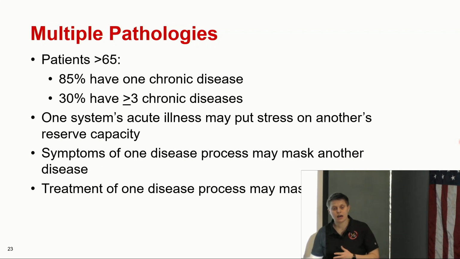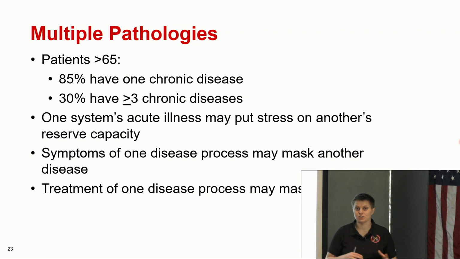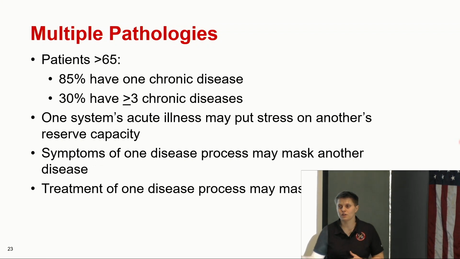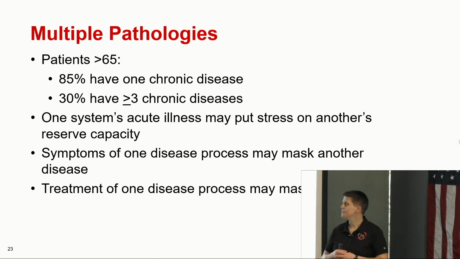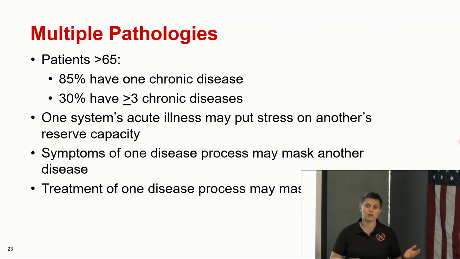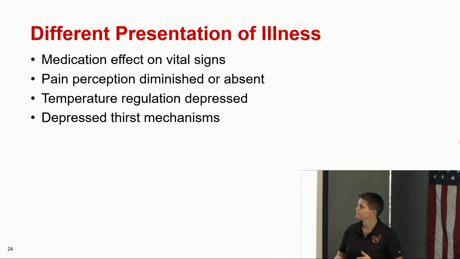One system issue may put stress on another system. So that plays into the fact that the chief complaint or their immediate concern may not actually be the problem organ system, right? It may be something else. Similarly, symptoms of one process may mask symptoms of another process, or treatment of one may mask symptoms of the other. So it can get challenging to tease all of this apart.